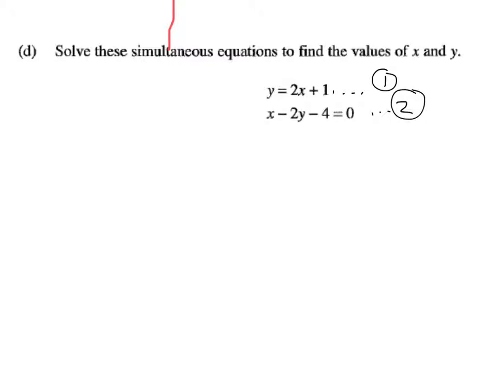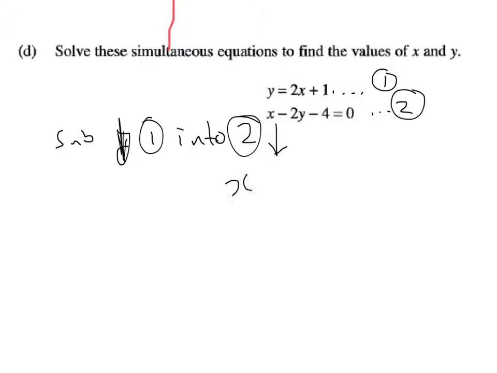Because we have y is the subject in this equation, I'm going to sub 1 into 2. I'm going to put this equation here into this equation there. It's going to look like this. I'm going to write, and from here I get x minus, and instead of 2y I write 2 outside of 2x plus 1, and then minus 4 is equal to 0. Okay, so I've eliminated one of the variables by substitution.